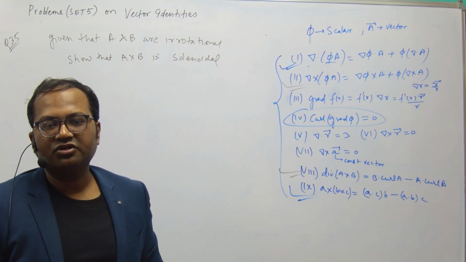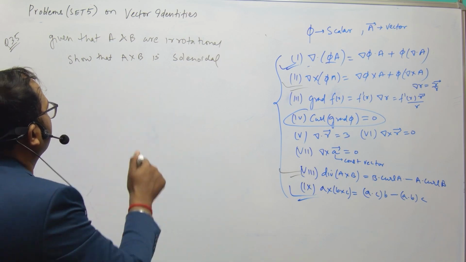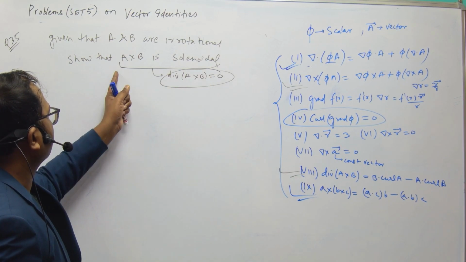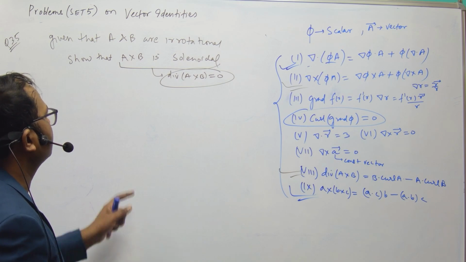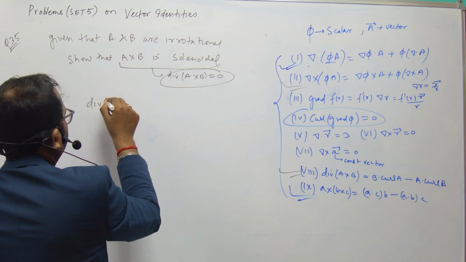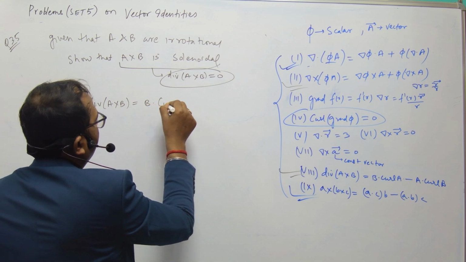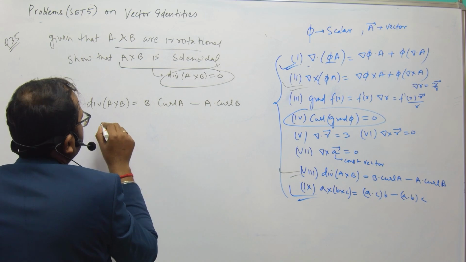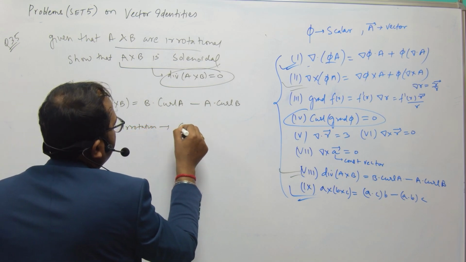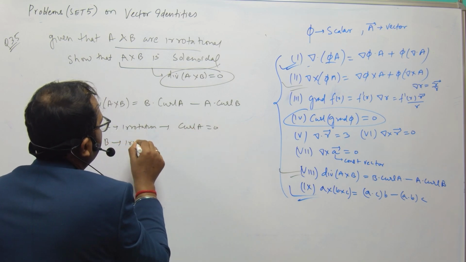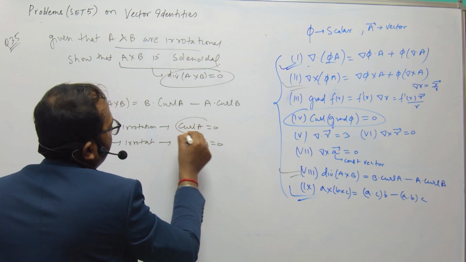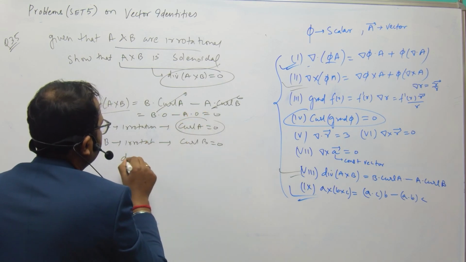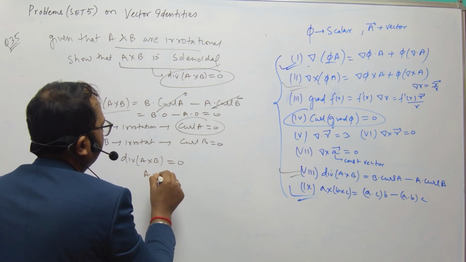A vector is said to be solenoidal if the divergence of that vector is 0. So A cross B is solenoidal means divergence of A cross B is 0. Let us find divergence of A cross B. It is B dot curl of A minus A dot curl of B. Given that A and B are irrotational, curl of A is 0 and curl of B is 0. So divergence of A cross B is B times 0 minus A times 0, which is 0. This means A cross B is solenoidal.